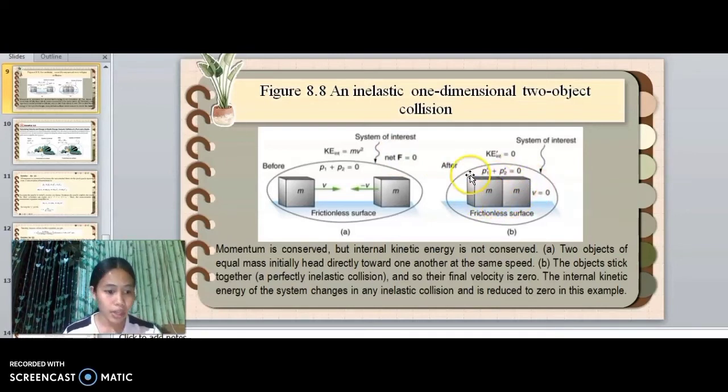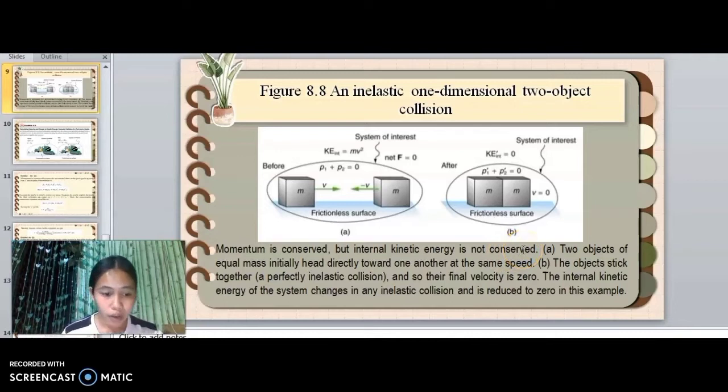So when it sticks together, there is no velocity since they are stuck. So that would be v equals 0, and our internal kinetic energy prime is 0, and that would be p prime 1 plus p prime 2 equals 0. So in here in our figure, momentum is conserved, but internal kinetic energy is not conserved, meaning it changes.